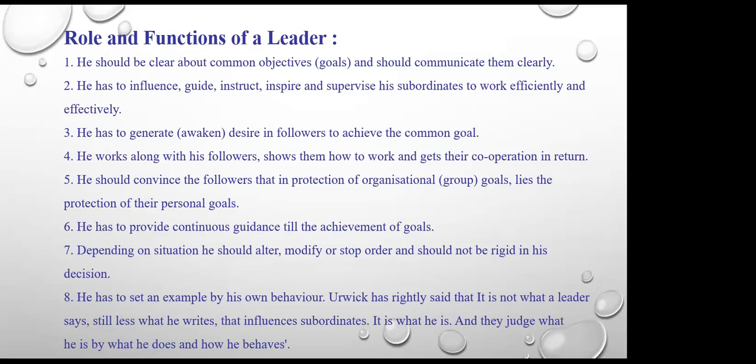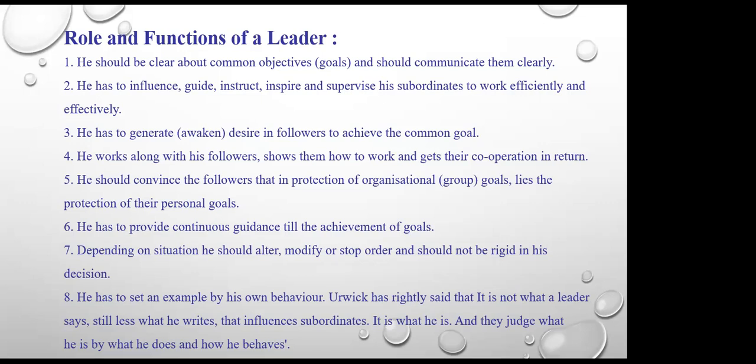He has to provide continuous guidance till the achievement of goals, which means it is not that okay, पहला दिन आया पूरा पटक पटक से एकदम जबरदस्त स्पीच दिया, सबको ऊपर लेके गया, फिर अगले दिन से वो शॉप फ्लोर में गया ही नहीं है. क्या होता है? एक दिन का होशियार, बाद में कुछ नहीं. It is not like that. Until the achievement of goals, he should give continuous guidance. If he is having any problem, he has to inform, he has to get help to get out of that issue.